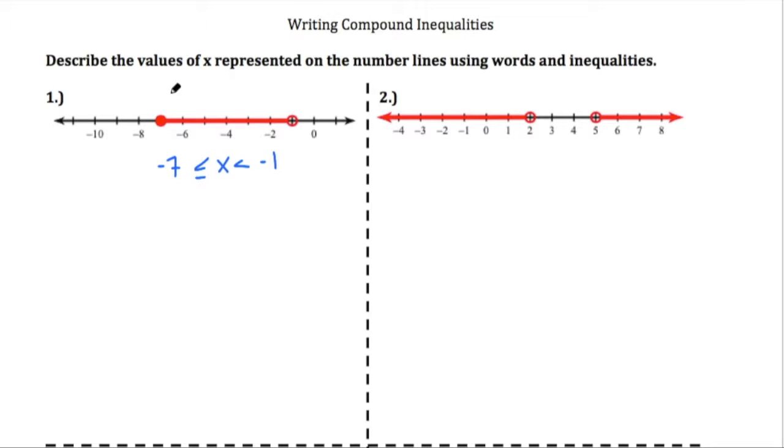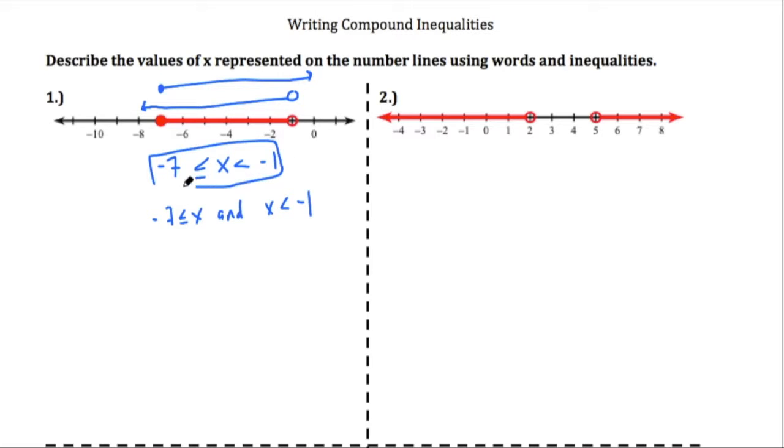If you had wanted to, you could have technically written it as two separate inequalities, one going this way and one going this way, and you could have written it as -7 is less than or equal to x, and x is less than -1. Maybe you saw it that way, but ultimately, even if you started off this way, we would prefer that we move towards the conjoined inequality as our final answer.